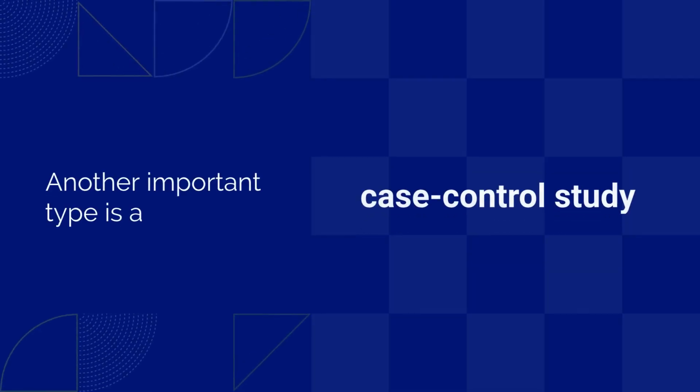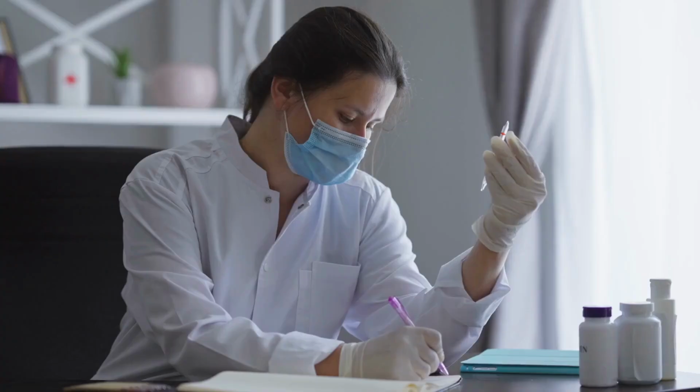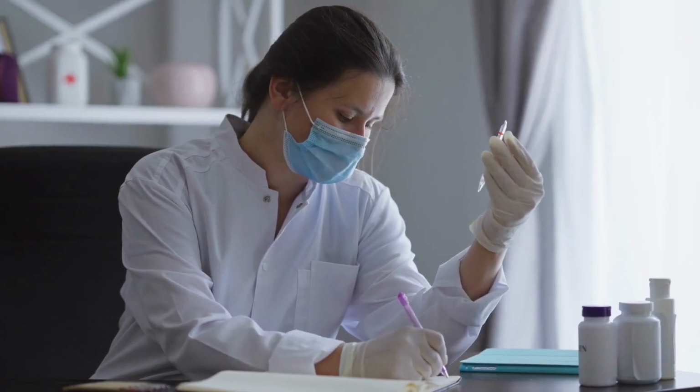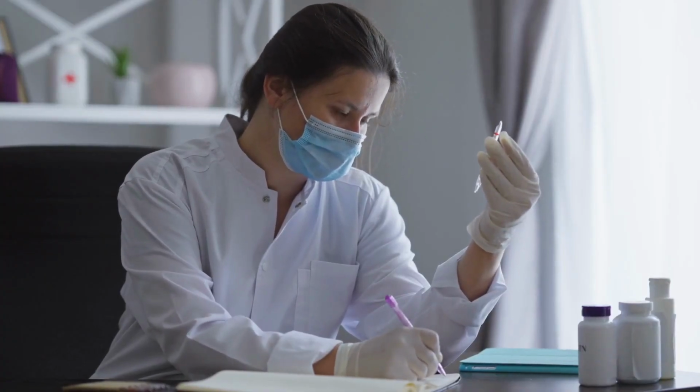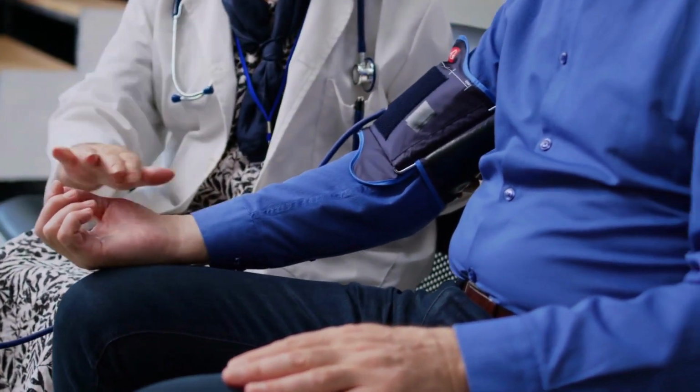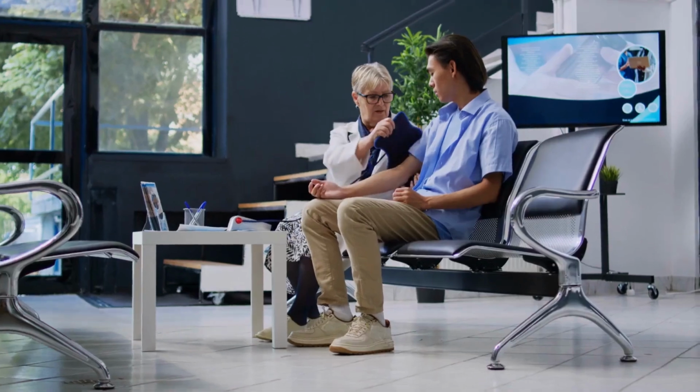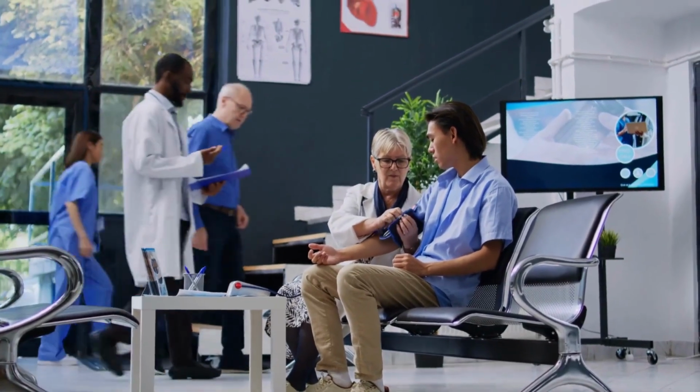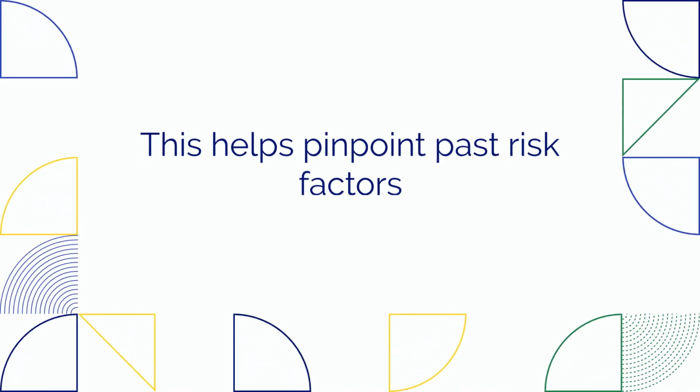Another important type is a case control study. In this study, researchers start with people who already have a disease, the cases. They compare them to people who do not have the disease, the controls. They then look back in time to see what exposures might have differed between the two groups. This helps pinpoint past risk factors.